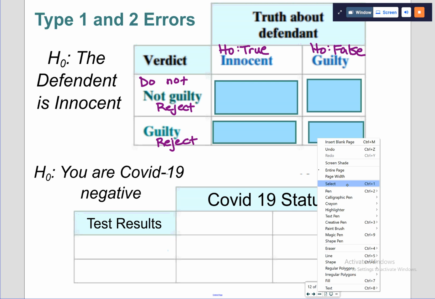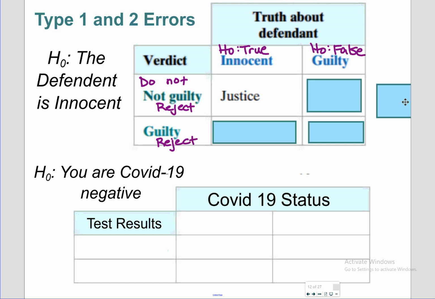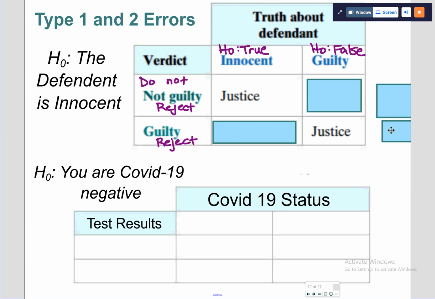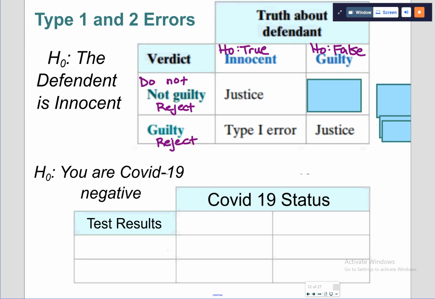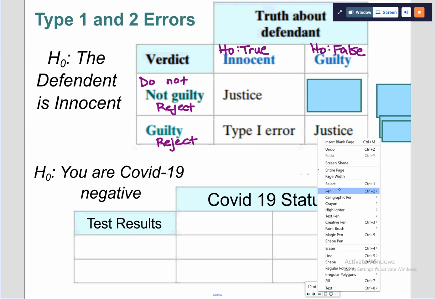So let's say you're on trial and you're innocent and the jury finds that you are innocent. Justice has been served, right? Or if you're on trial and you're guilty and the jury finds you guilty, again, justice has been served. If you're innocent, but you are found to be guilty, that's the type 1 error. And remember, that's the one in the video that they mentioned, is the more severe of the two, okay? If you're innocent and found guilty, that's pretty terrible.